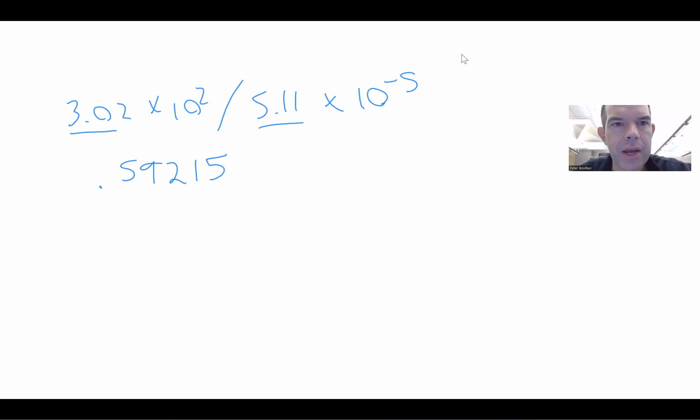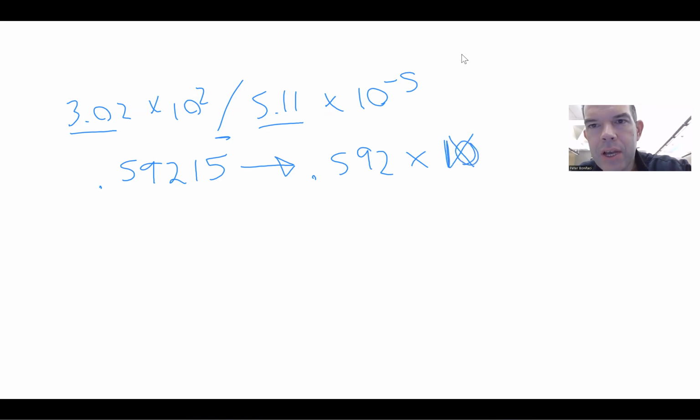0.59215. And then we round that, right? 3 sig figs in both. So it'll be 0.592. And then remember, because we subtract with division, it would end up being 10 to the 7. But this is not scientific notation because the decimal is not in the right spot. So how do we work that out?